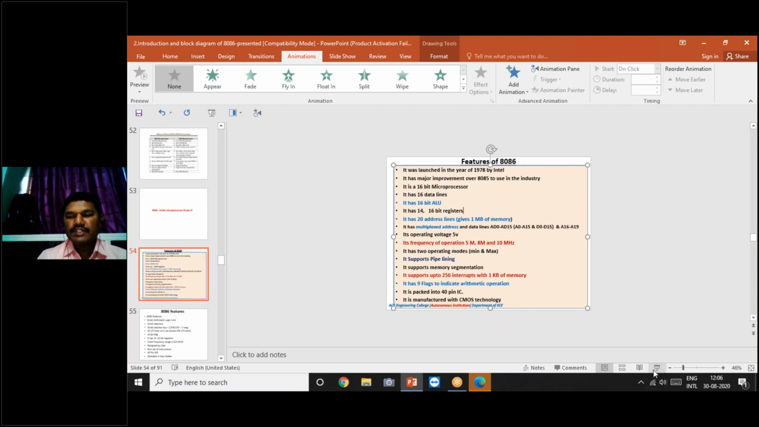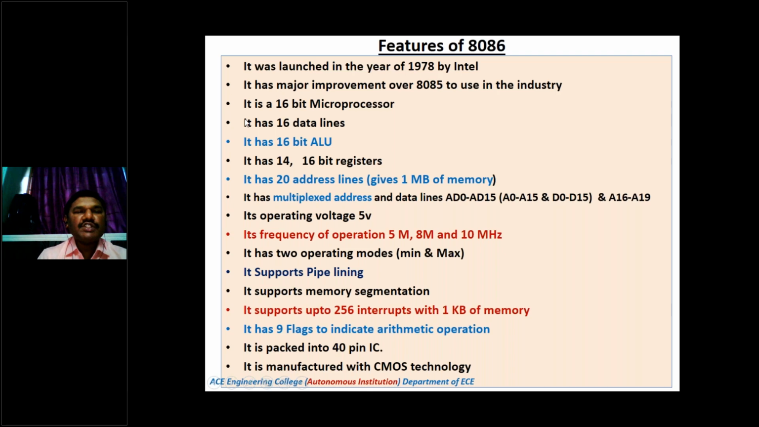Right, so here you can see what the meaning of 16-bit microprocessor is. It has 16 data lines, a 16-bit ALU and 16-bit registers, and there are 14 registers in total. Every one is 16-bit only. That is the meaning of 16-bit microprocessor, and it has 20 address lines. So to store the data, why do we need 20 address lines?